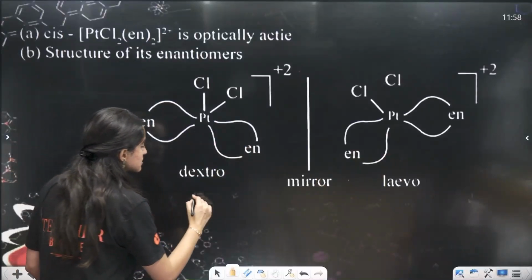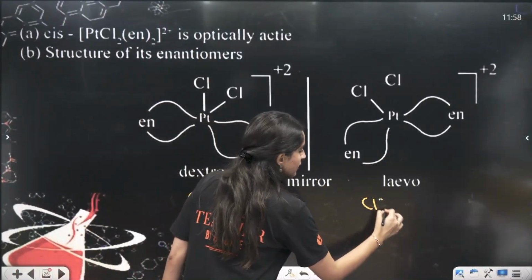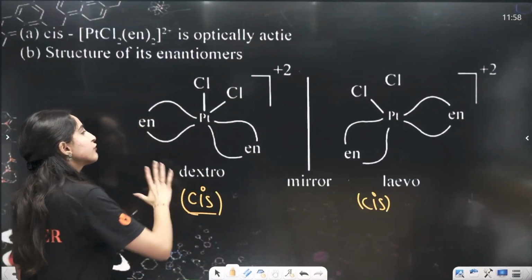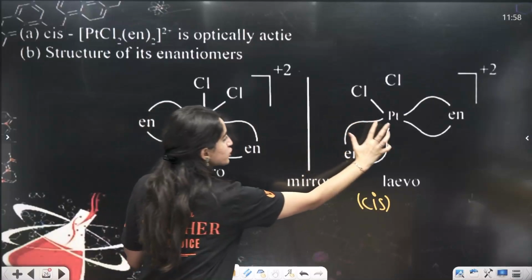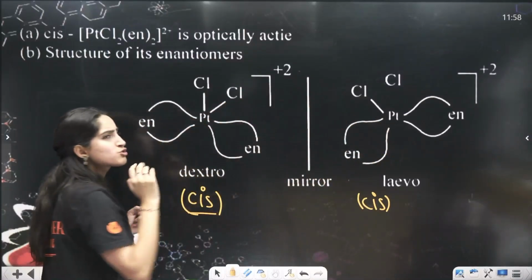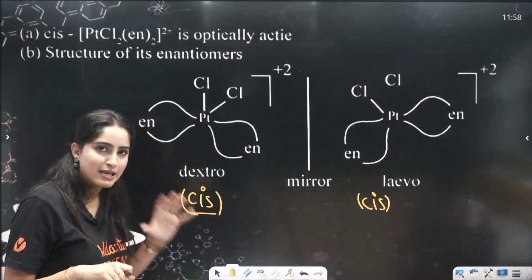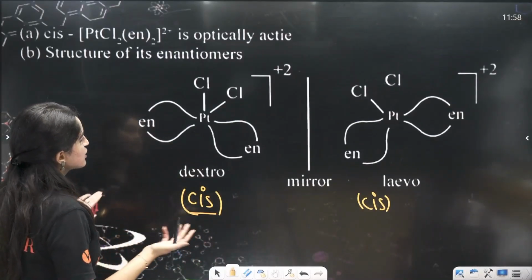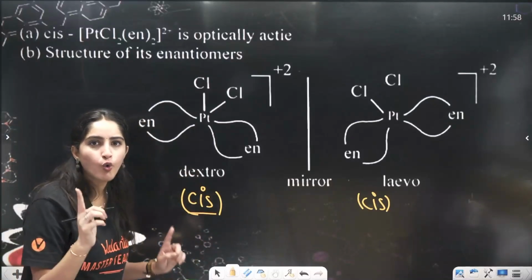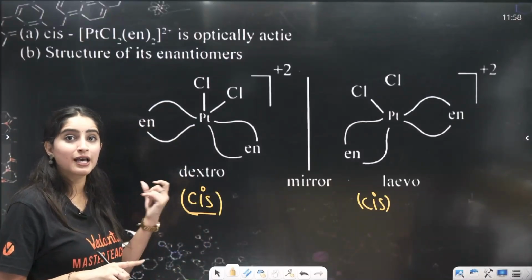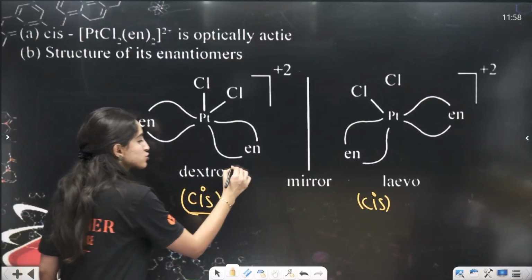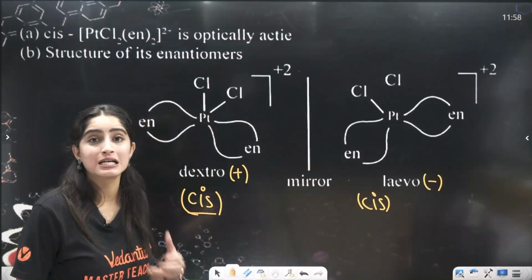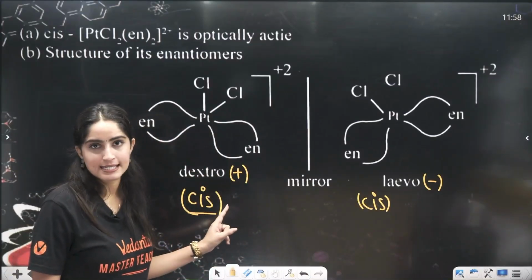So if you talk about this cis, right? This is your dextro, that is defined experimentally. If you draw it here, you take the mirror image, you try to superimpose these things. It is non-superimposable mirror image. That means yes, they are enantiomers, they are optically active in nature. Next is structure of its enantiomers. When two mirror images are non-superimposable, they are called enantiomers. One is dextro, that is positive, other is levo, that means it will rotate the plane polarized light towards the left. The other will rotate towards the right side, right?